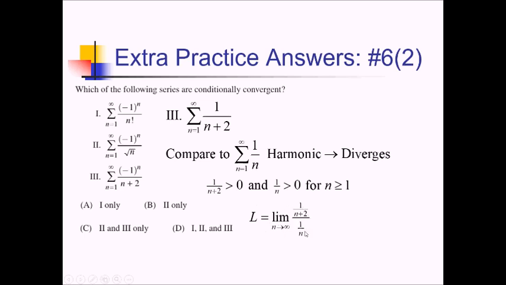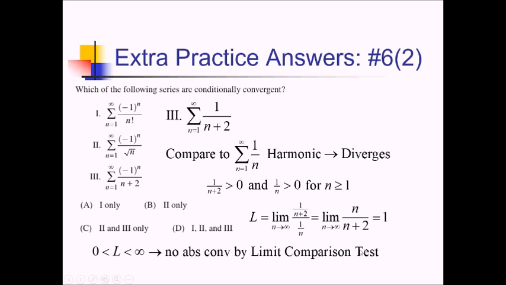So original over comparison, same change flip on that thing. We've got n over n plus 2. And the limit of that as n approaches infinity, we can just ignore this plus 2. So we have n over n, which is just 1. Since that's between 0 and infinity, this shows that the original, just like the comparison series, is going to diverge by the limit comparison test. So that means that there's no absolute convergence for option 3, which means that it must converge conditionally because we already established that. So then only options 2 and 3 converge conditionally by the alternating series test. So that means we're going to pick choice C.